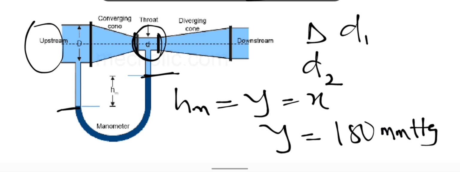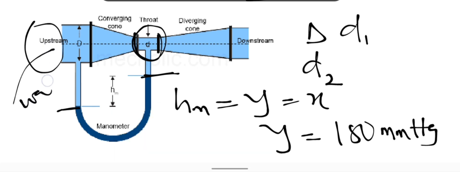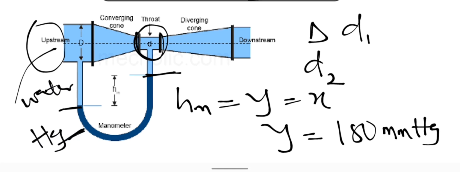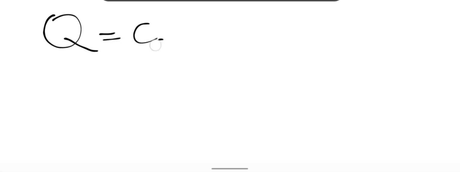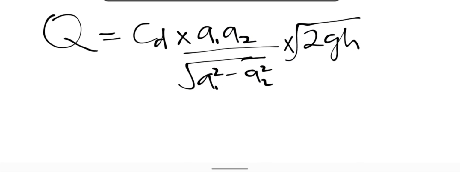We need to consider some things here. We are told that it's water that's flowing here. Water, it's mercury here. We will see how we are going to use that. Now let's go for the solution. We are told to determine the rate of flow, which is Q. The formula is given earlier as CD multiplied by A1 A2 all over the square root of A1 squared minus A2 squared, times the square root of 2GH.